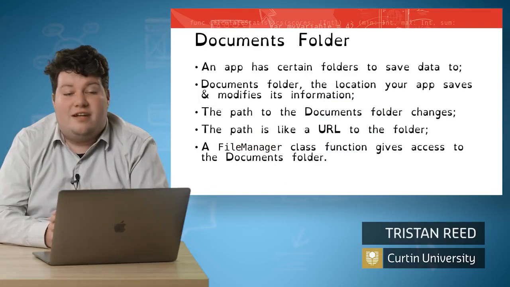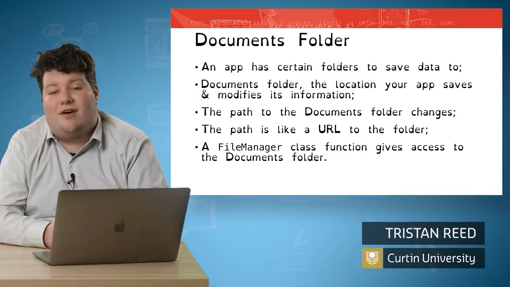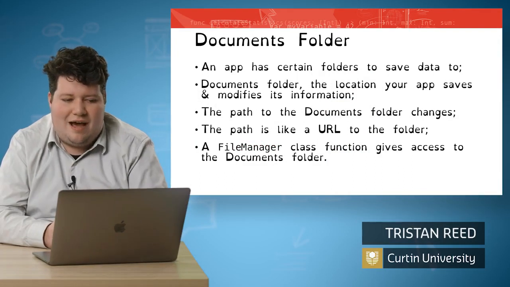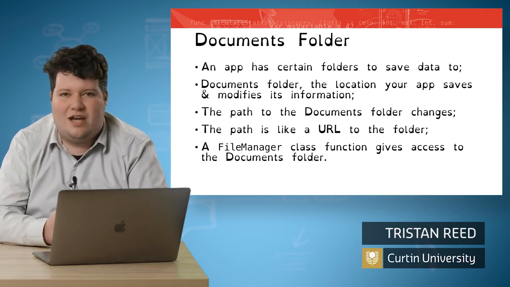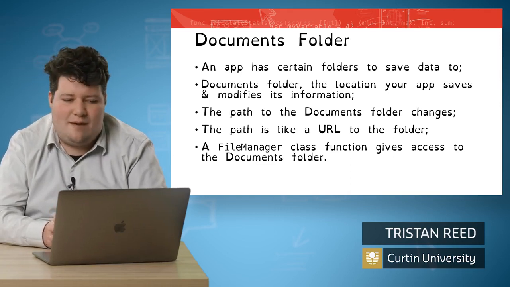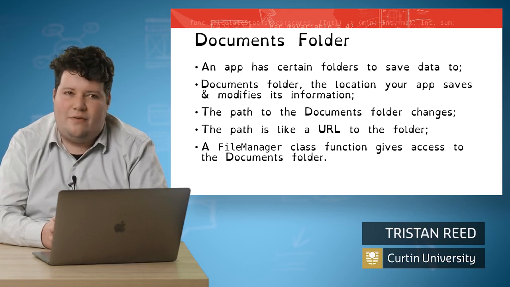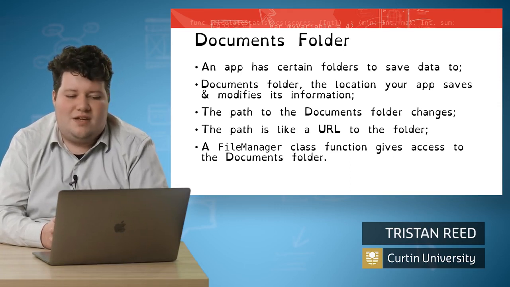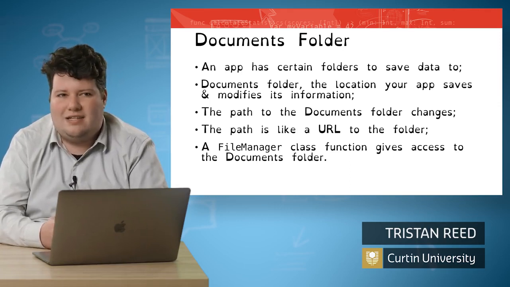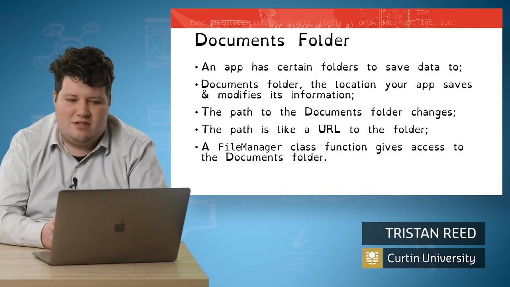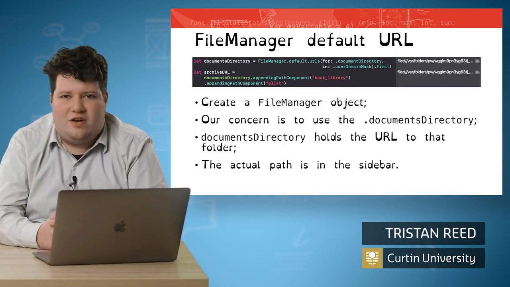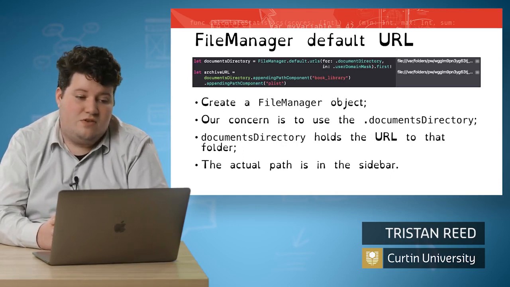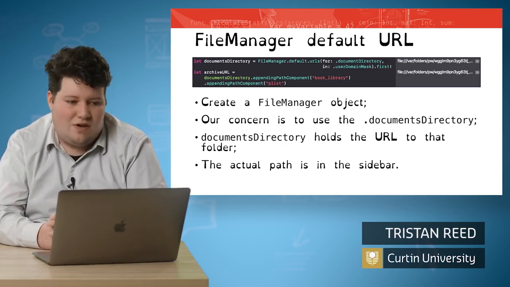The Documents folder is the location your app saves to and where it modifies the information. Now that path is like a URL to the folder, and that actual path to the Documents folder changes for security reasons each time you interact with it. Thankfully, we have something called a File Manager class, which gives us access to the Documents folder and takes care of all those intricate changes to the URL. So let's have a look at another screenshot here from Xcode, which talks about the File Manager default URL.